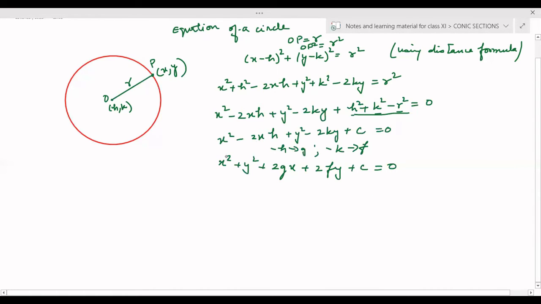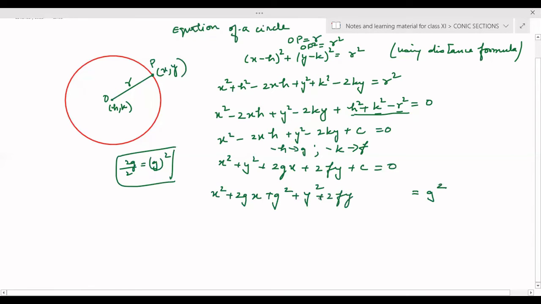So if I need to make it a perfect square, what I have is x square plus 2gx, and I see the coefficient of x, that's 2g, make it half. Half of 2g gives me g, and its square, g square. This term g square, I'm going to add on both the sides. Then further, I deal with the y terms. It's y square plus 2fy. Coefficient of y is 2f. Half of it is f, and the squared value becomes f square. I add on both the sides. Take this plus c on the other side. That makes it minus c.